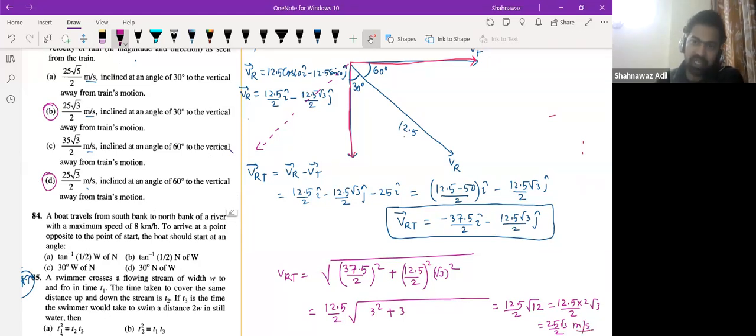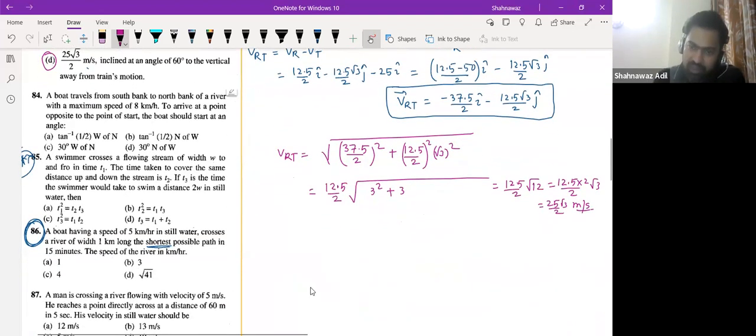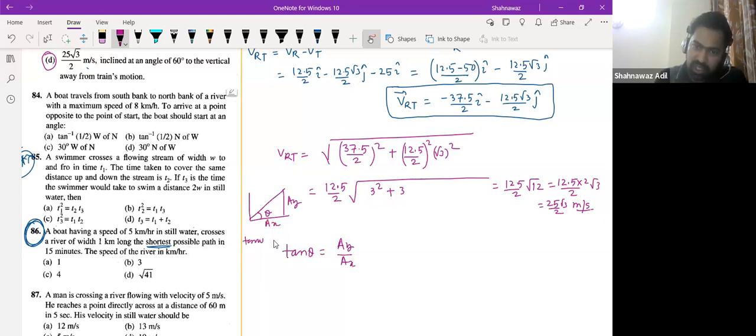Now what would be the angle? Right, what would be the angle? So we know that we have to calculate, right. So if we calculate tan theta, this theta is with the x-axis, right? Remember that this theta is with the x-axis. If we calculate ay by ax, so remember, this is your tan theta. Right, tan theta is with the x-axis, ay by ax.